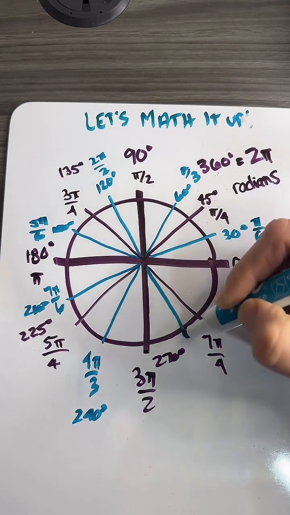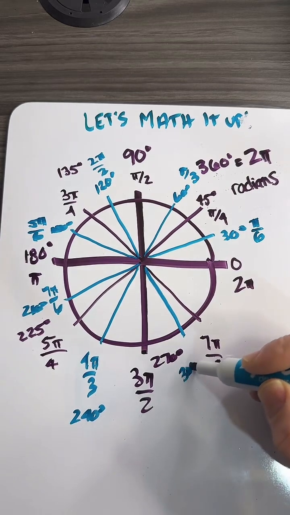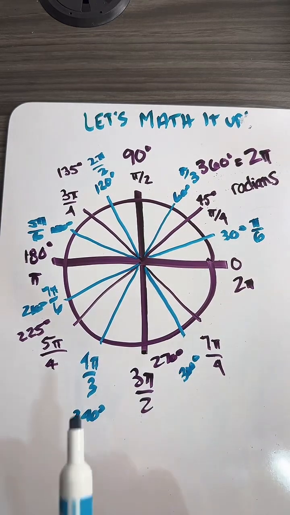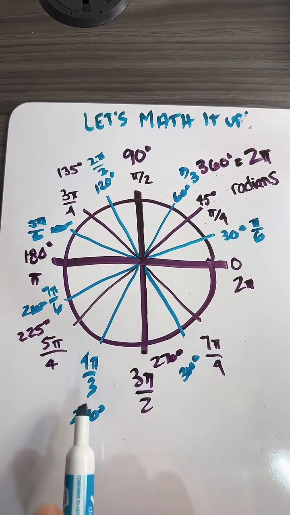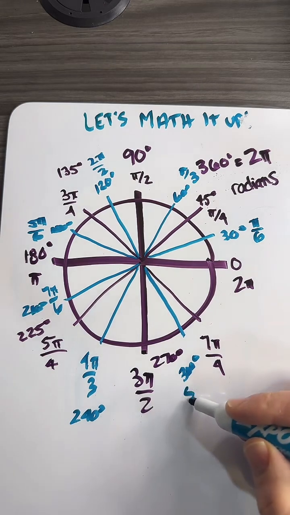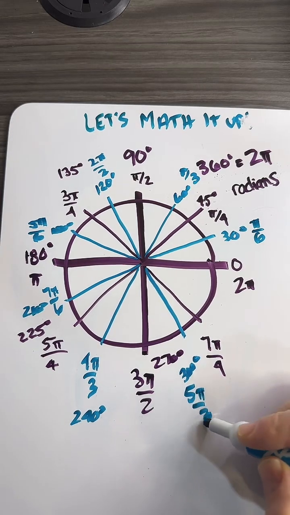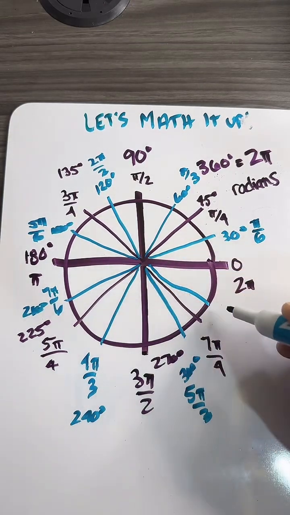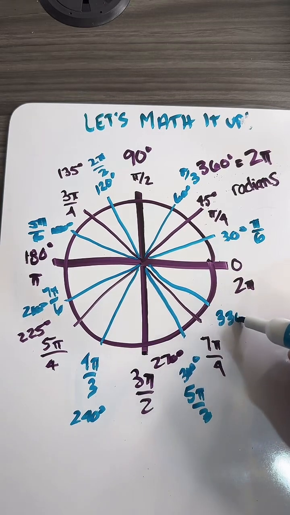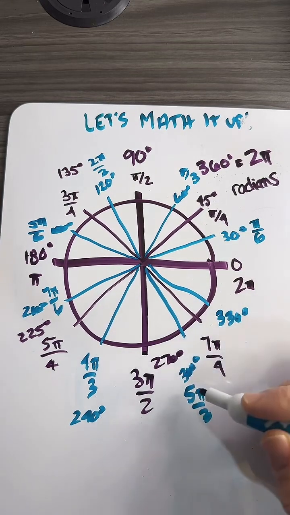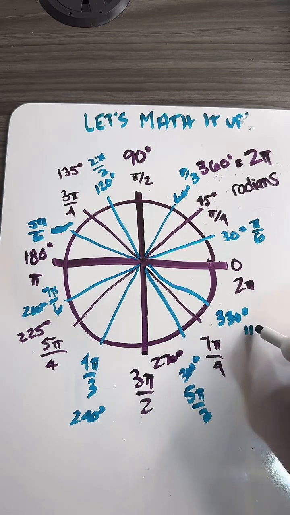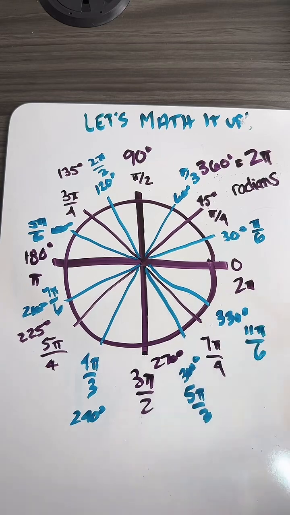All right, we're going to go ahead here. This is going to be 300 degrees. So we've got 8 pi over 6, 9 pi over 6, this is 10 pi over 6, or 5 pi over 3. And this right here is going to be 330, so it's going to be 11 pi over 6. And then 360 is back to 12 pi over 6. The whole thing is just a pattern.